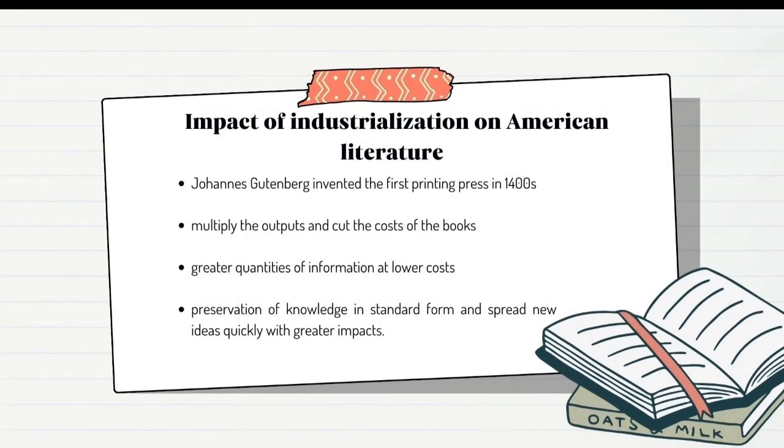So the impact of industrialization on American literature. Johannes Gutenberg invented the first printing press in the 1400s. During industrialization, it multiplied the output and cut the cost of books. Another impact of industrialization is greater quantities of information at lower cost, and also the preservation of knowledge in standard form and the spread of new ideas quickly with greater impact.